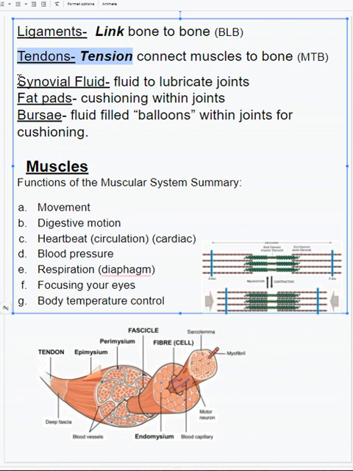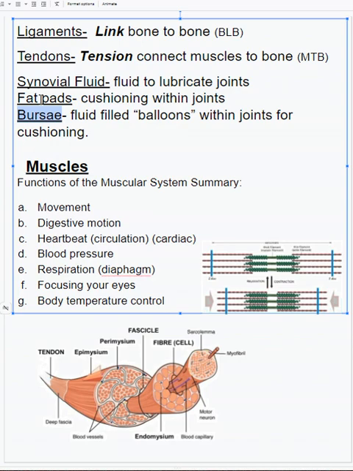Synovial fluid is found in the joints, and it's a fluid that lubricates the joint to allow the bones to glide over each other with less friction. We also have fat pads and bursa inside of joints that allow for cushioning and a little bit of padding inside for those joints to stay aligned and comfortable.